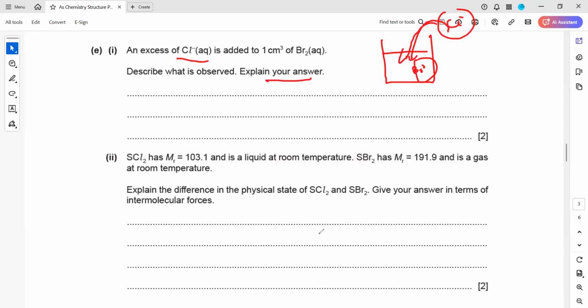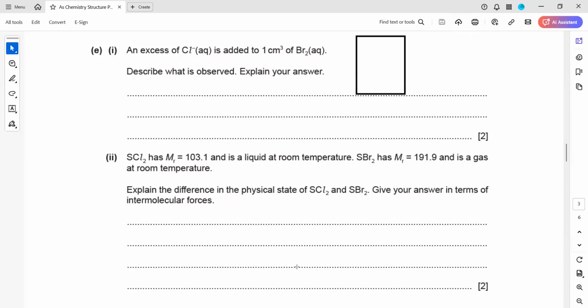Does saying nothing new is observed work? Yes, it is also fine. If you say no visible change, that is fine. Yes, sure, I will explain again. See, in a container, we have a container filled with bromine. What is the appearance of the bromine? Aqueous is written. So what is the appearance of aqueous bromine? Aqueous bromine is orange in color.